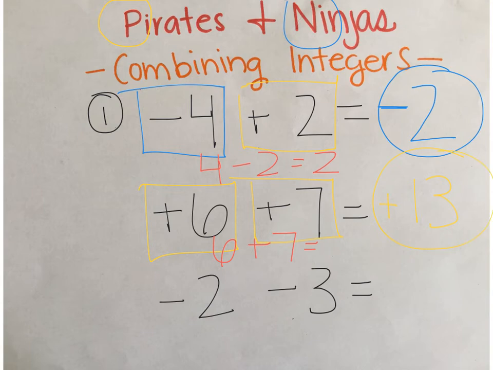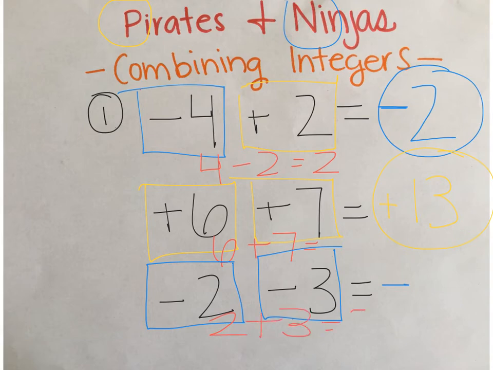The last one is kind of the same, except now we have ninjas. When we have ninjas, I've got a -2 and a -3. There are no pirates to fight, so my ninjas are going to join forces and make a bigger negative. So let's add a negative behind. I want to know what a -2 and a -3 are going to become. If they're joining forces and combining, that means I'm going to have a 2 plus a 3 is 5. I'm going to have a negative, since I've already written it, 5. These are the ways that we combine our integers.